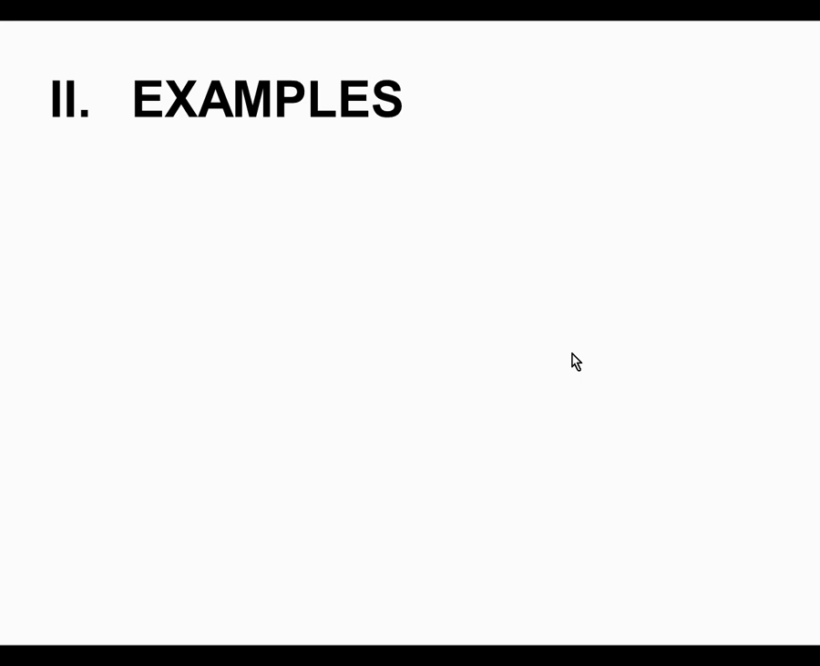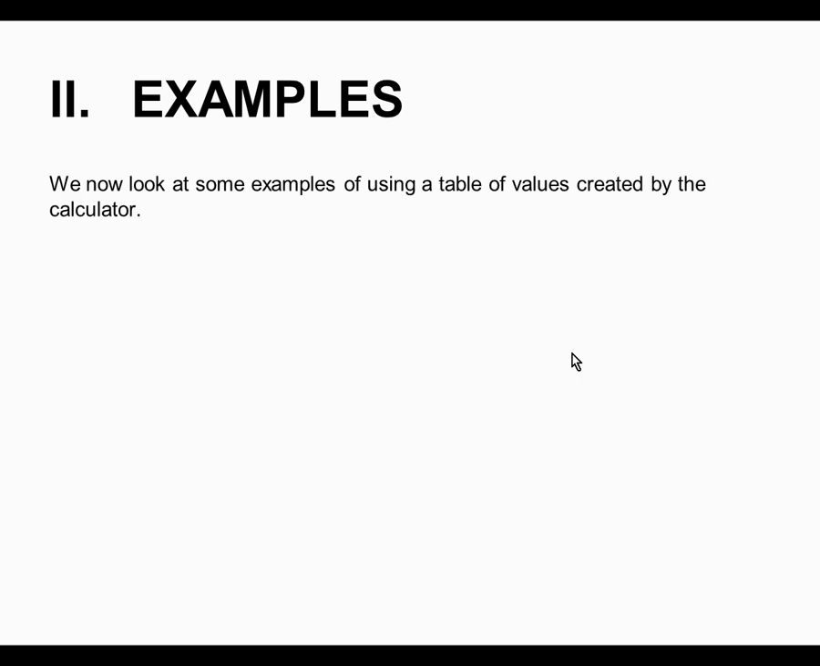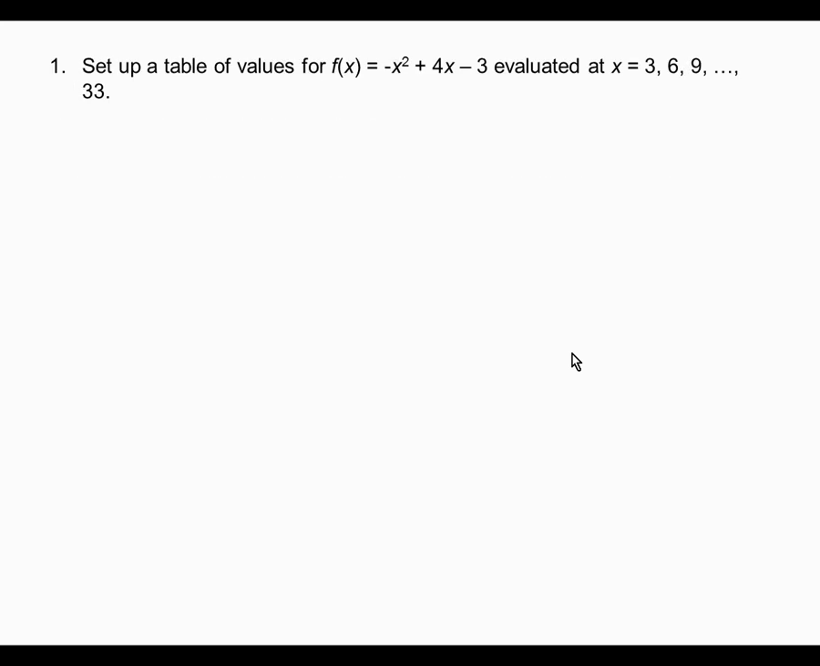Some examples. We now look at some examples by using a table of values created by the calculator. Number 1: set up a table of values for f of x equals negative x squared plus 4x minus 3, evaluated at x equals 3, 6, 9, and so on out to 33. Notice if the screen goes to 33, you're fine. We really can't make it stop somewhere. There was no stopping value for x. It just basically fills up what it can.